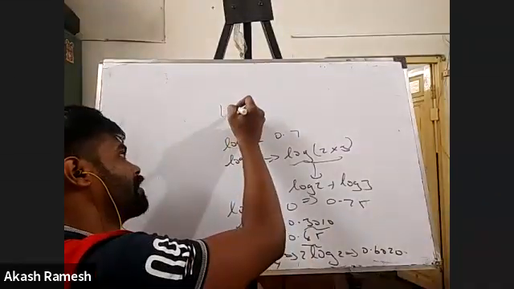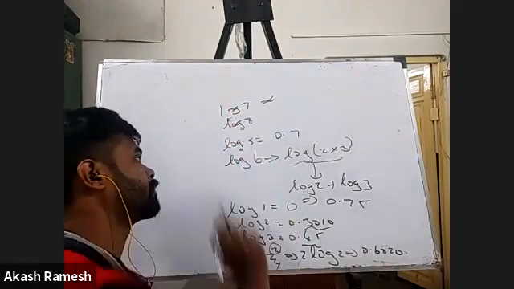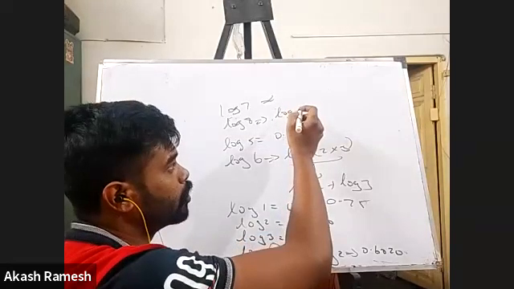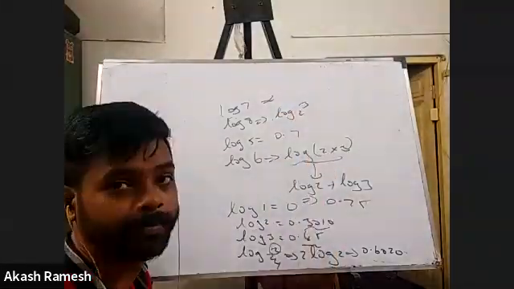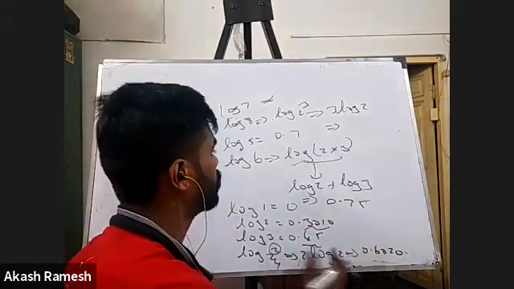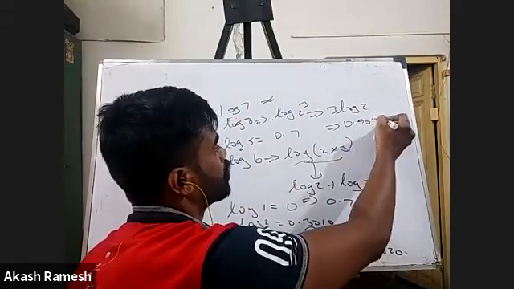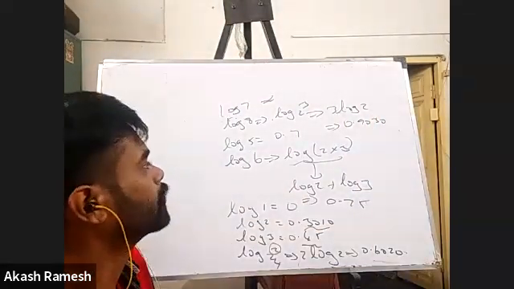Log 7, again, you have to remember. Log 8, how can I write? 4 into 2. Correct. But that is one way, or you can even write it as log 2 cube, which can be written as 3 into log 2. So 3 into 0.3 will become 0.9030. Right, so that's my log 8 value.